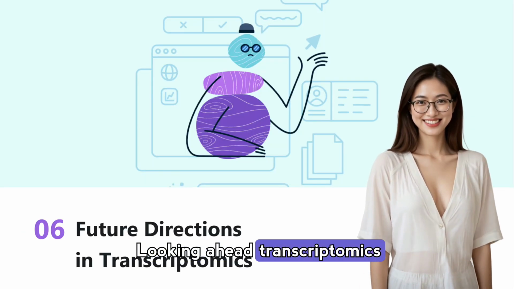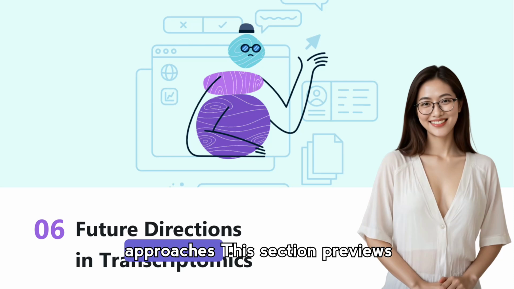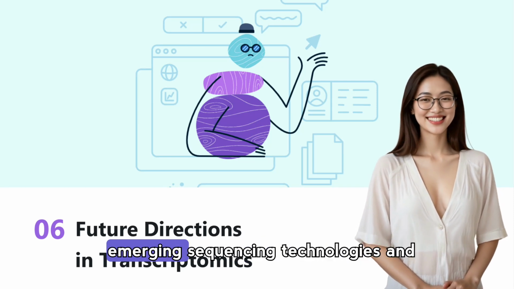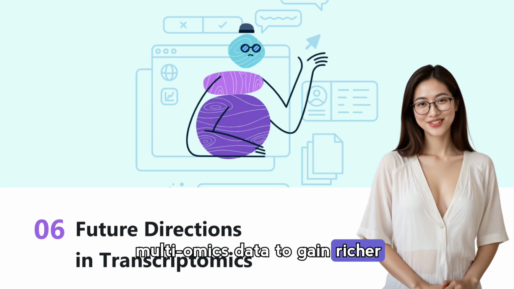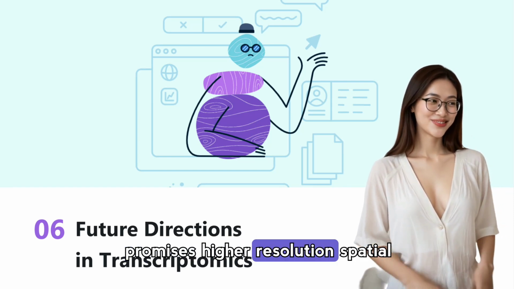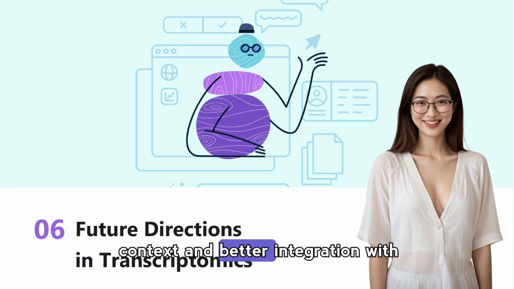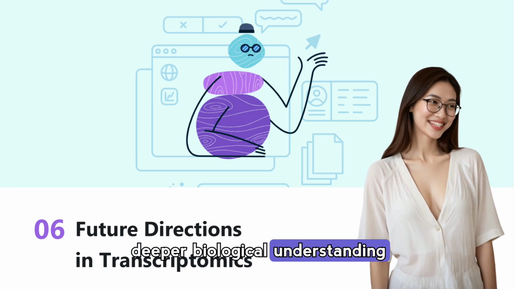Looking ahead, transcriptomics continues to evolve with new technologies and integrative approaches. This section previews emerging sequencing technologies and the move toward combining multi-omics data to gain richer, system-level insights. The future promises higher resolution, spatial context, and better integration with proteomics and epigenomics for deeper biological understanding.